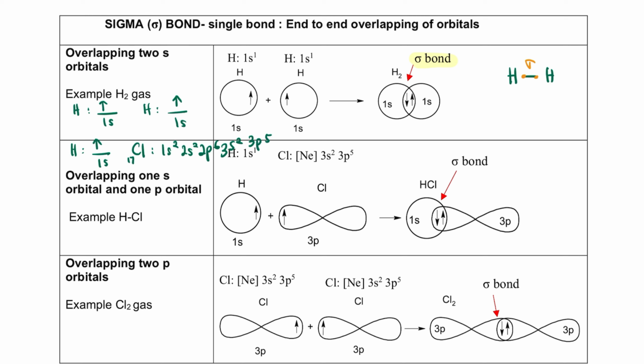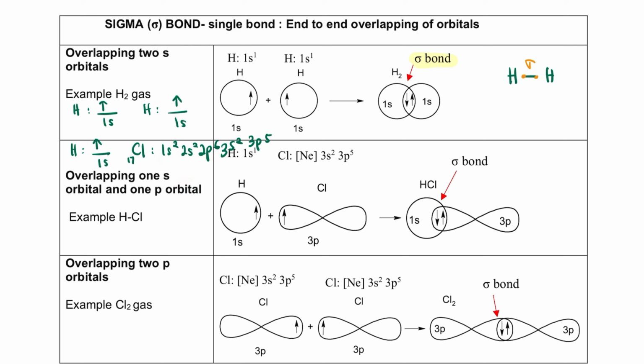So kalau kamu nampak dekat sini, dia punya electronic configuration dia letak kurungan Ne. Ne here means neon. Sebab apa? Sebab electronic configuration of chlorine ni depan-depan ni sama macam neon. Kalau neon kamu tengok periodic table dia ada 10 elektron. So that means starting from 1s2 sampai 2p6 ni dia punya electronic configuration sama macam neon, and then 3s2, 3p5.